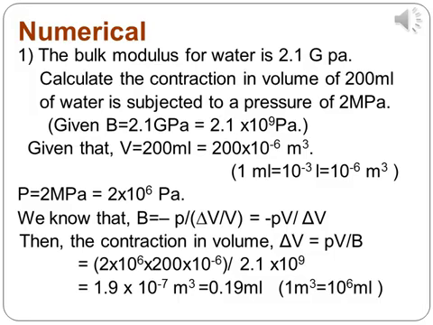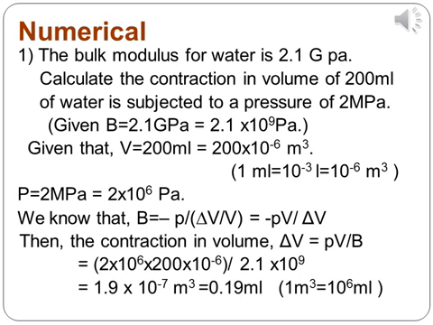And the pressure P is equal to 2 million pascals, since 1 million pascal is equal to 10 to the power of 6 pascals, so it is equal to 2 into 10 to the power of 6 pascals. We know that the bulk modulus B is equal to minus P divided by delta V by V, which is equal to minus PV by delta V.